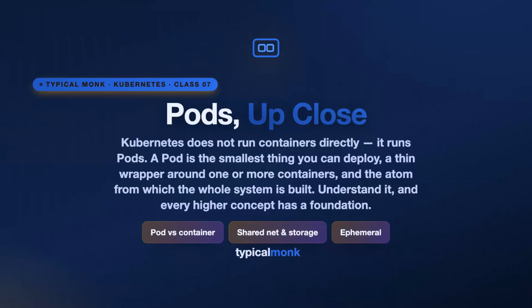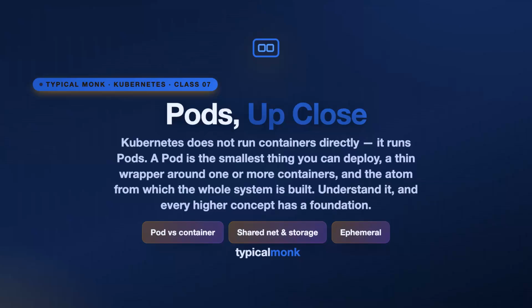When people first come to Kubernetes, they expect the basic unit to be the container. After all, you learn Docker, you build images, you run containers. But Kubernetes does not actually run containers directly. It runs pods. A pod is the smallest thing you can deploy in Kubernetes, a thin wrapper around one or more containers, and it is the atom from which the entire system is built.